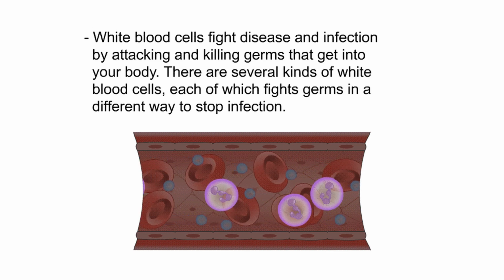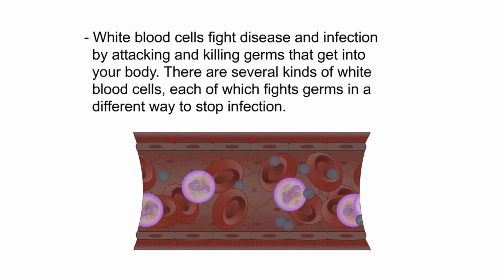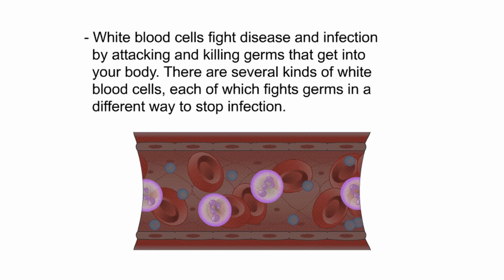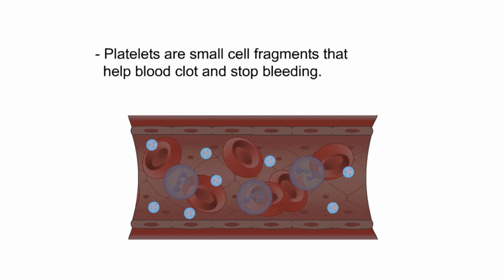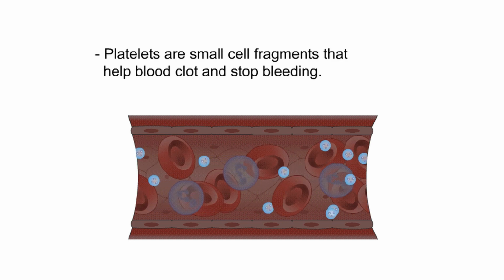White blood cells fight disease and infection by attacking and killing germs that get into your body. There are several kinds of white blood cells, each of which fights germs in a different way to stop infection. Platelets are small cell fragments that help blood clot and stop bleeding.